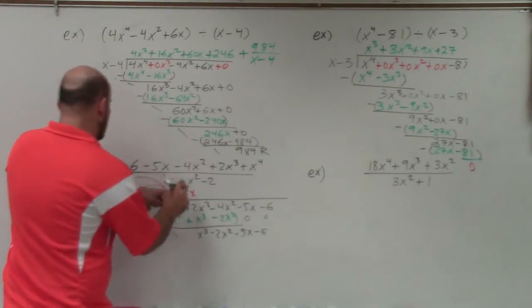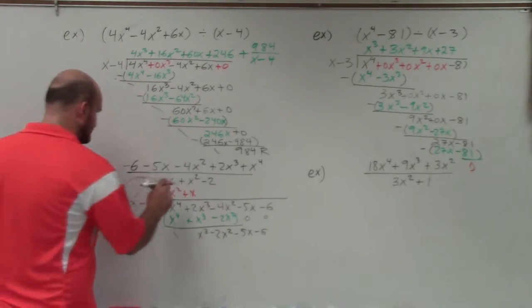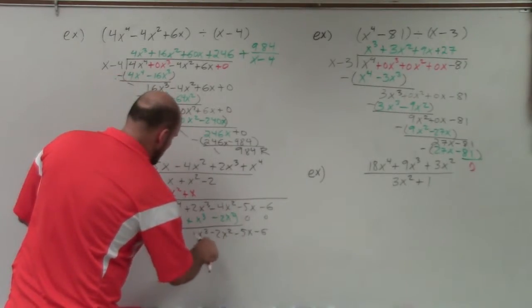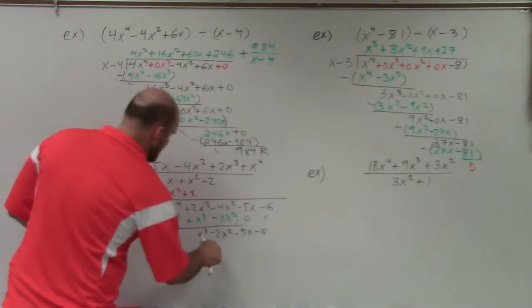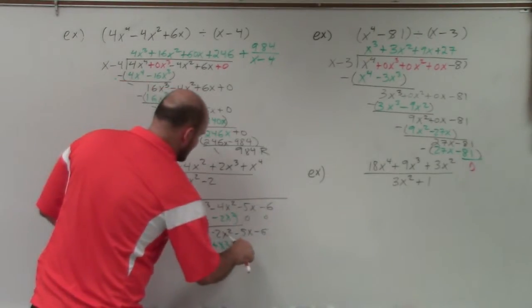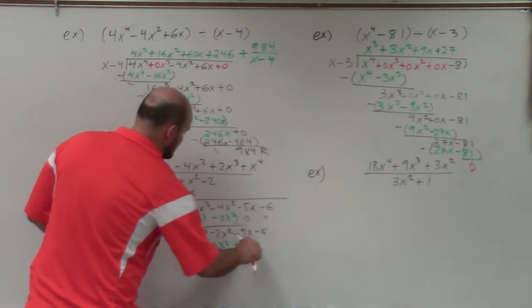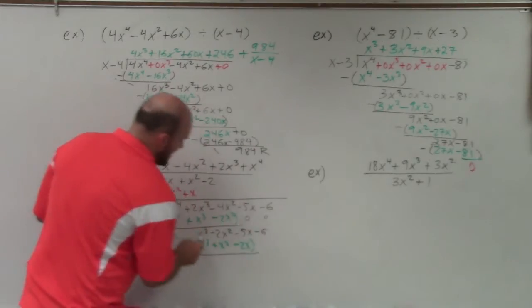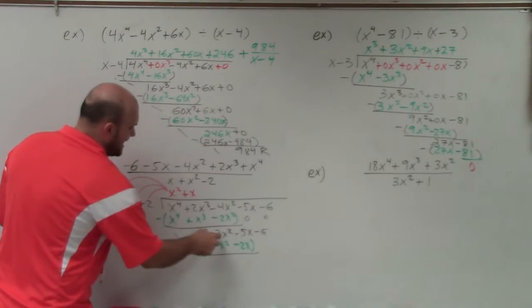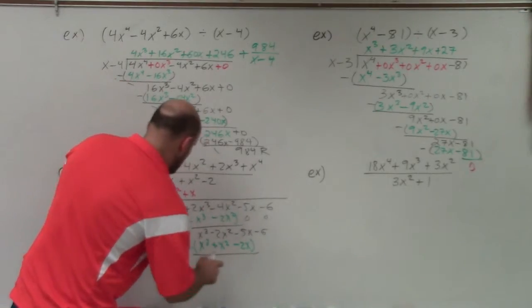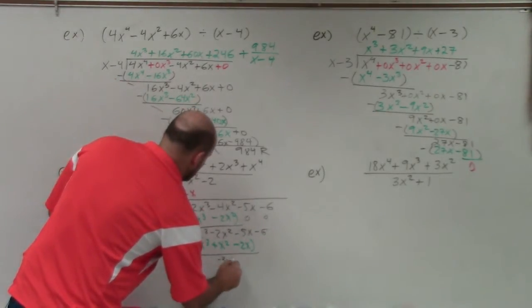X times x squared is going to give you x cubed. X times x is a positive x squared. X times negative 2 is going to be a negative 2x. Again, put in parentheses and then subtract. X cubed minus x cubed is 0. Negative 2x squared minus x squared is going to give me a negative 3x squared.